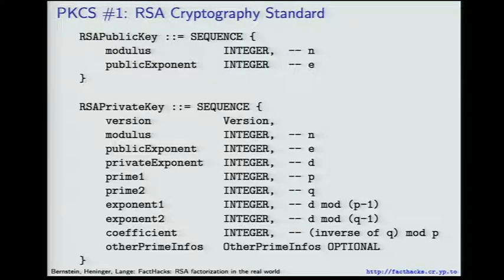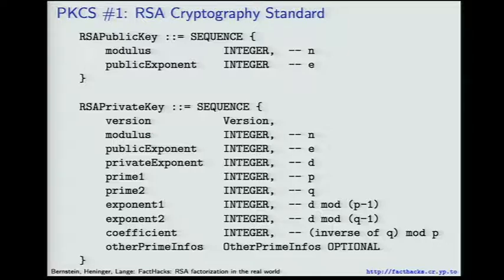Well, here is the storage format for an RSA key. The public key is the modulus n and the public exponent e. The private key has the version, n, e, d the decryption exponent, p, q, d mod p minus 1, d mod q minus 1, and the inverse of q mod p. This is all useful information if you want to speed up your calculation and not have to compute everything every time you use your key.